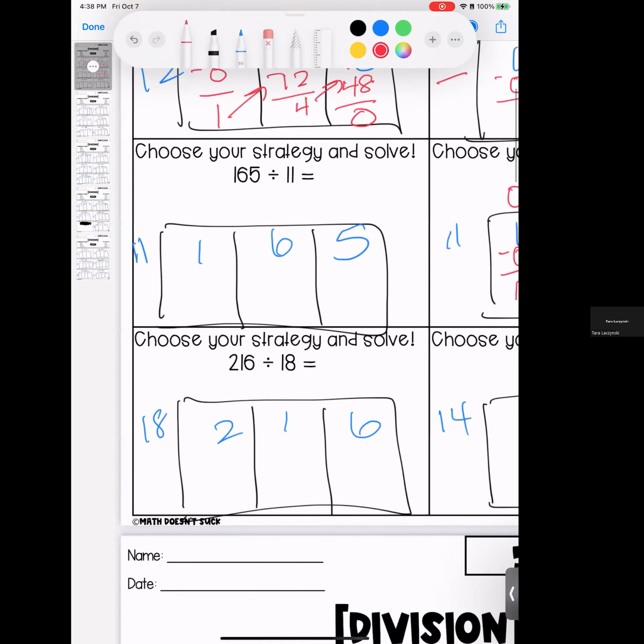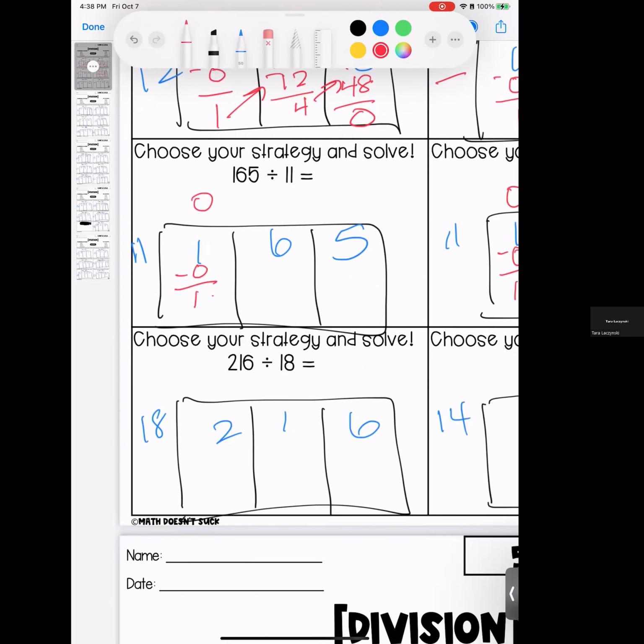11 does not go into 1. We're going to see this a lot with these larger problems. But 11 does go into 16 one time. 1 times 11 is 11. 16 take away 11 is 5. Slide it next door. 11 goes into 55 5 times. 5 times 11 is 55. No remainder. My answer is 15.